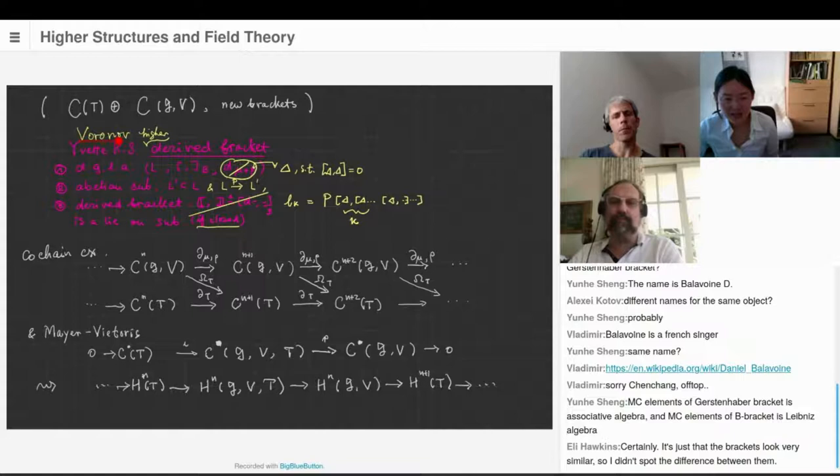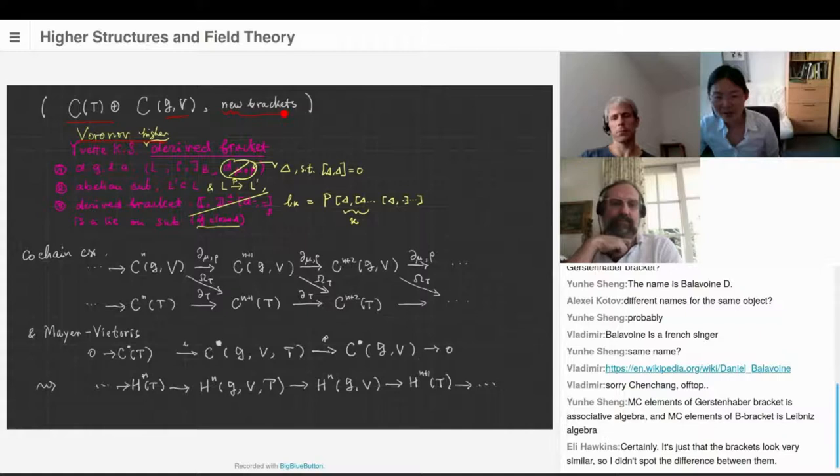So we progress ourselves from Voronov's derived bracket to Voronov's higher derived bracket. And we modify it a little bit, and then we put the controlling algebra for embedding tensor and the controlling algebra for this pair together, and we adapt ourselves a new bracket, a sort of higher derived bracket.